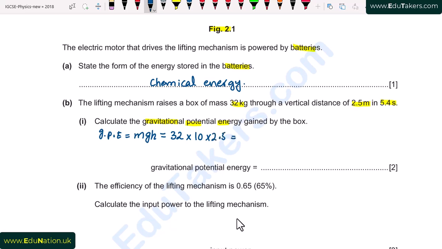So that the gravitational potential energy comes to be 800 joule. The unit of energy is joule. So I write here gravitational potential energy is equal to 800 joule.